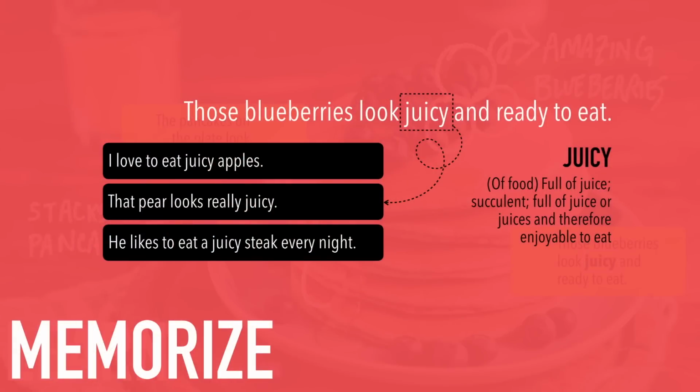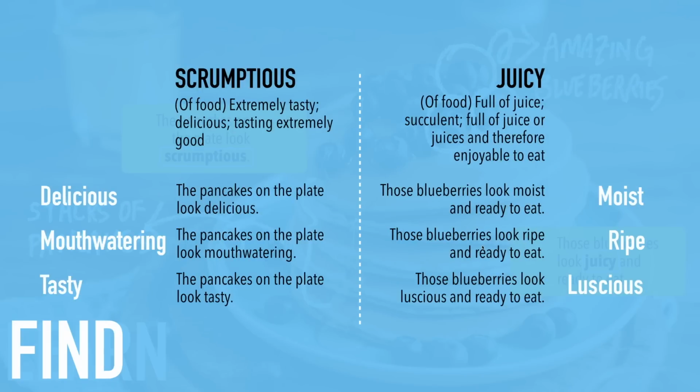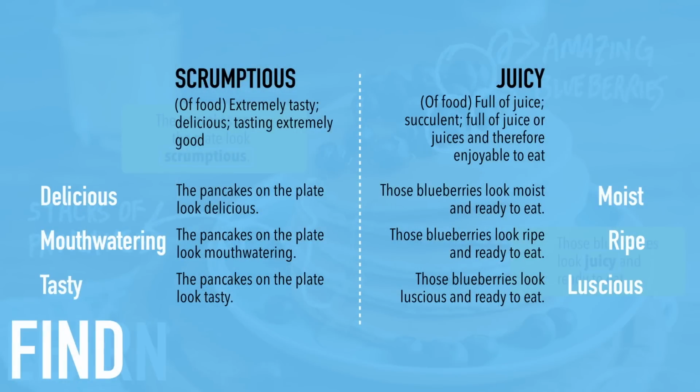Now, we finished the memorize phase. Now we go into the letter F, find. We're going to, once again, look at 3 synonyms for each of the vocabulary words, okay? So the first vocabulary word, again, was scrumptious on the left side of our screen. Extremely tasty, delicious, or tasting extremely good. So the 3 synonyms, again, on the far left are delicious, mouth-watering, and tasty.